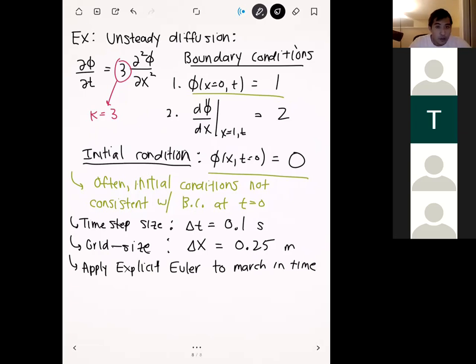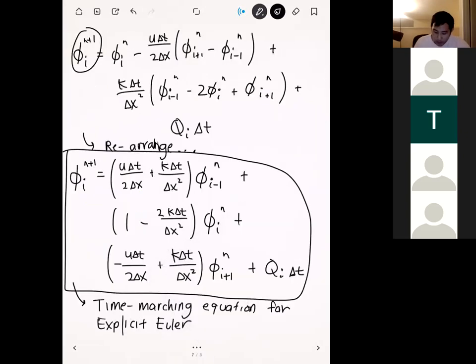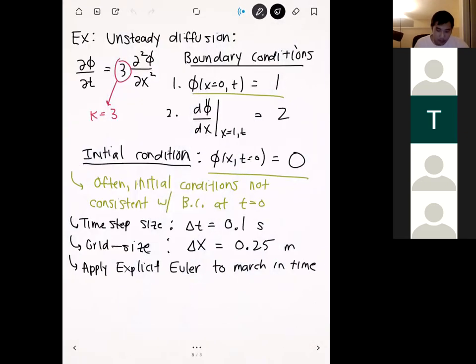To do this, all we're going to do is take our equation that we had on the previous page and start plugging in values for k, delta t, delta x, and u, and q, I guess, but there's no q in this case. Because we have everything that we need: we have k, delta t, delta x. It's not given here, but we also have u. In this case, u is equal to 0, so we have no convection velocity, and we can just plug all that stuff in.